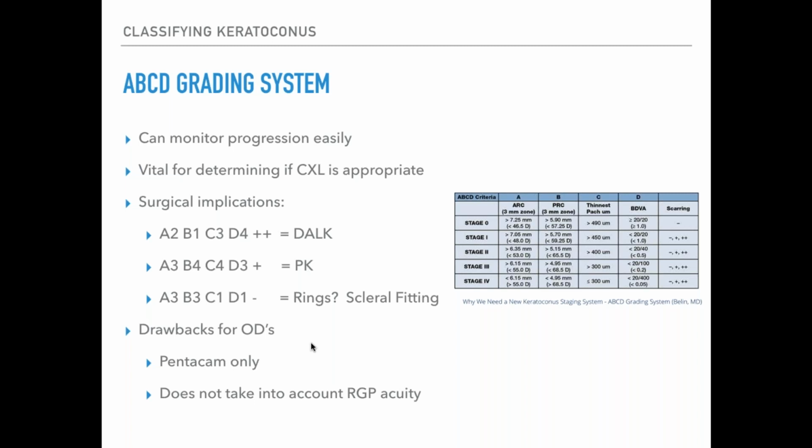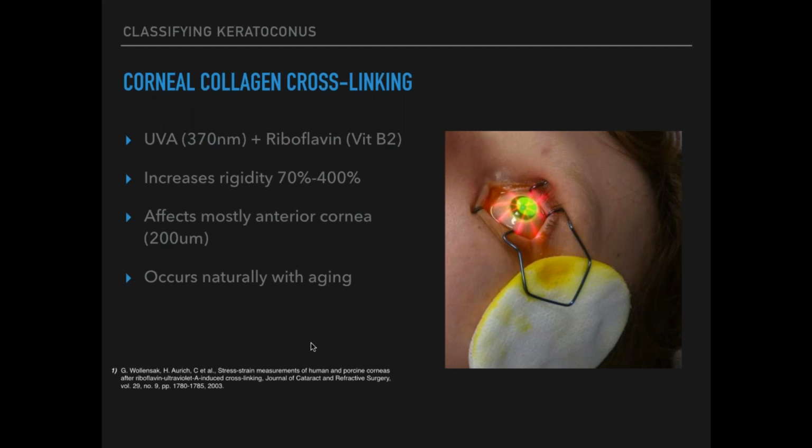Another problem with the system, it doesn't take into account best corrected vision with a rigid gas permeable lens, which obviously tells us a lot more about functionality than best corrected spectacle acuity. That being said, this is more used by surgeons and ophthalmologists, so they don't really care as much about best corrected RGP acuity, but for us, that's going to be the determining factor as to when we're going to send them off for the next step, whether or not we can correct them properly with a scleral lens. So that's the ABC system.